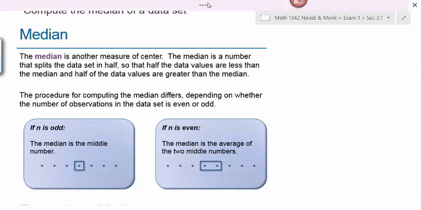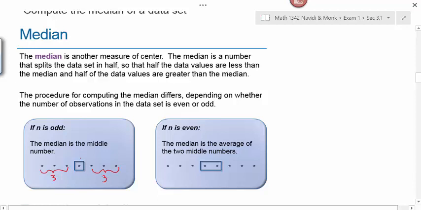A median is just the middle value of your data set once your data is ordered from smallest to largest. So if you have an odd number of pieces of data, the middle number will be your median. These asterisks here represent data values, and here we have 3 data values to the left and 3 data values to the right, and this one right here in the middle would be our median.